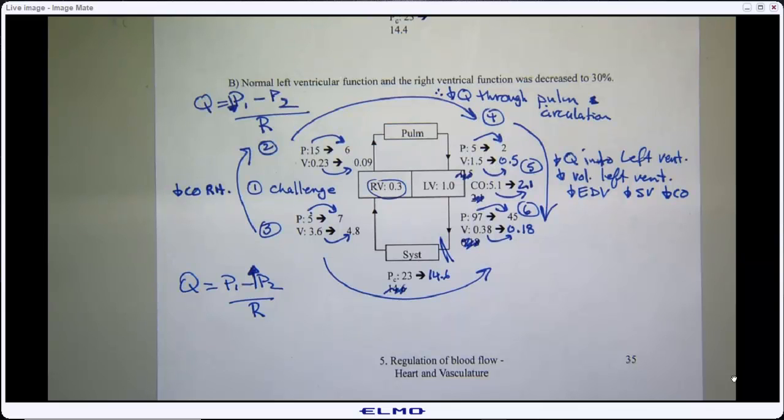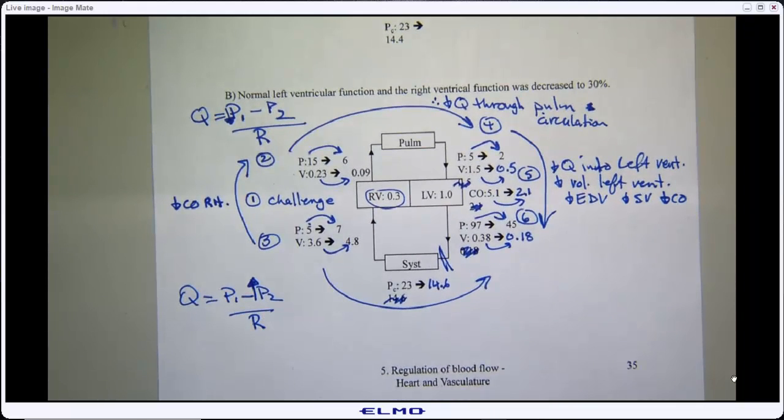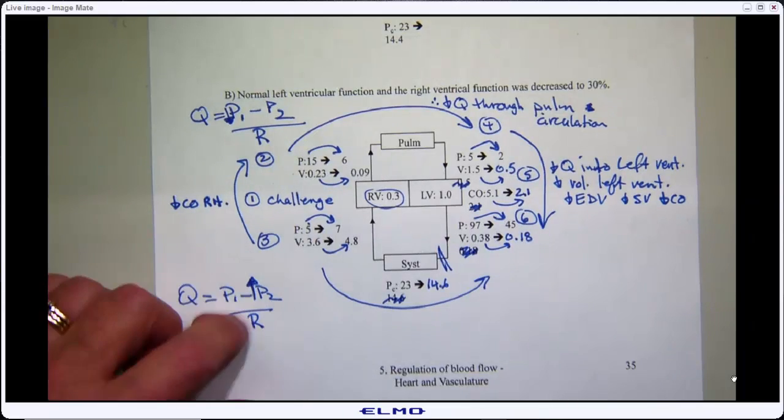Why don't you know what's happening in the systemic arteries? Because I want you to finish this argument right here, and then we'll go. Let's finish this argument, and then I'll argue with you, okay? Finish this argument for me.